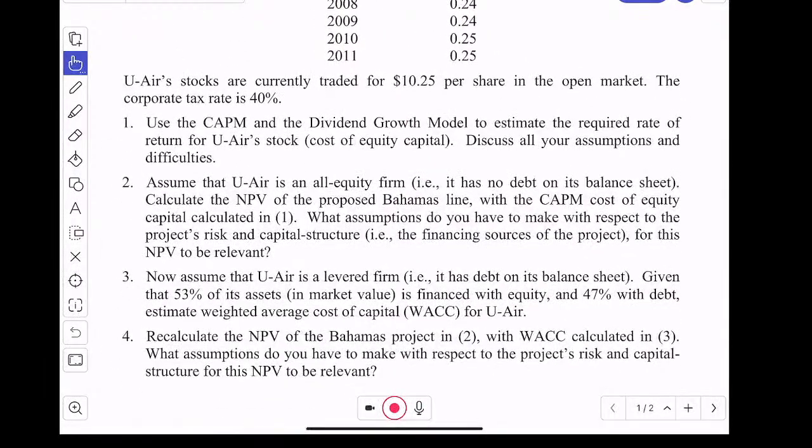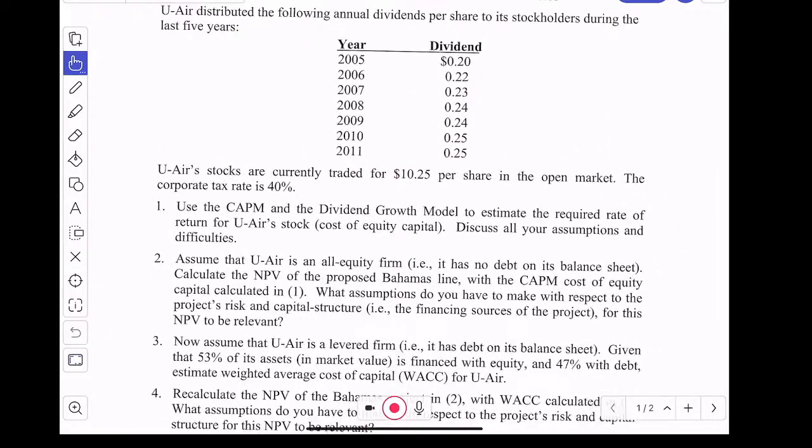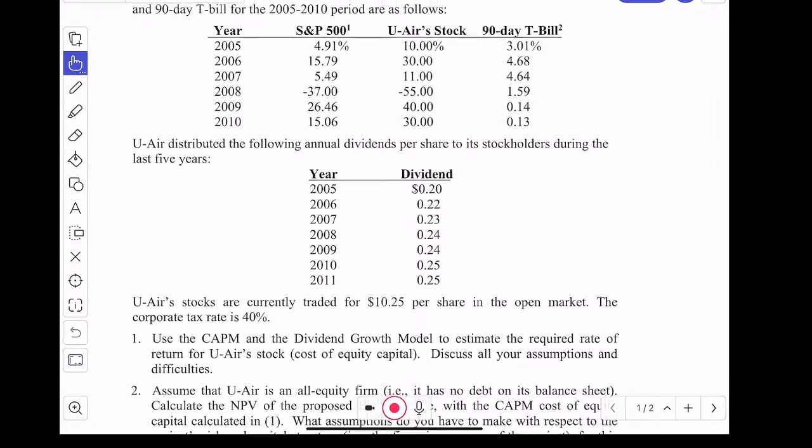All right, so all the information is there. You're told that UAR stock currently is traded for $10.25 per share in the open market. The corporate tax rate is 40%. And I say use the CAPM, so that's what we just did, and the dividend growth model, so that's what we're going to do, to estimate the required rate of return for UAR stock, where at this point we're saying it's an all equity firm, so it's cost of equity capital. Discuss all your assumptions and difficulties. Okay. So there's the information that we're dealing with.